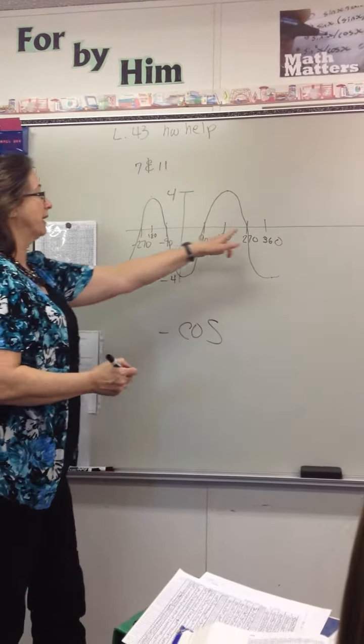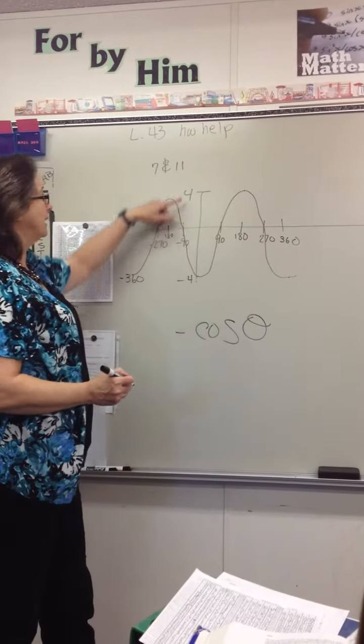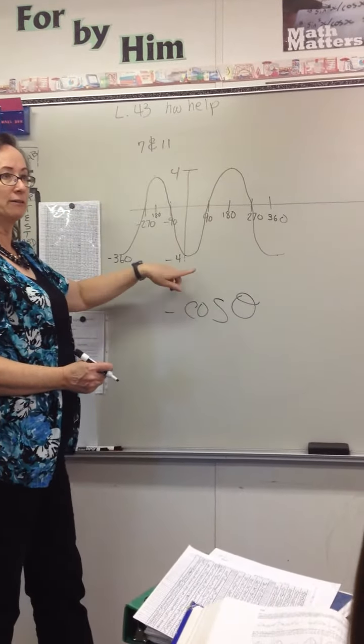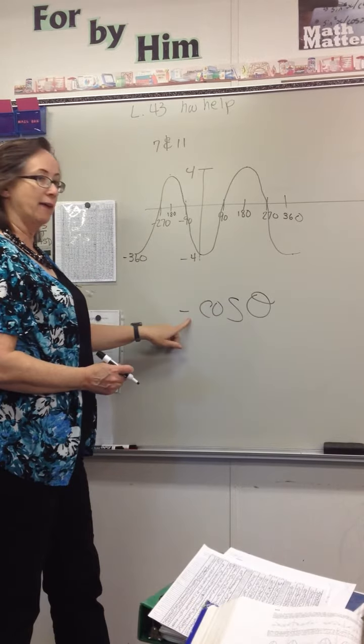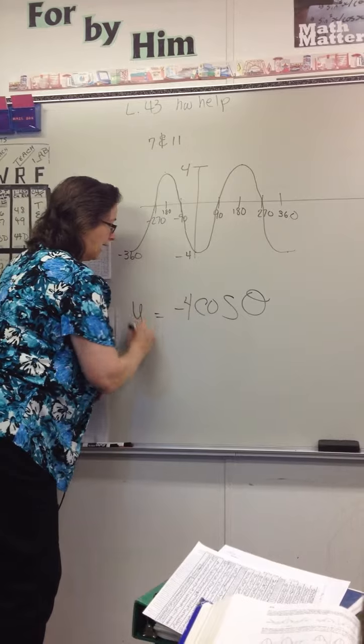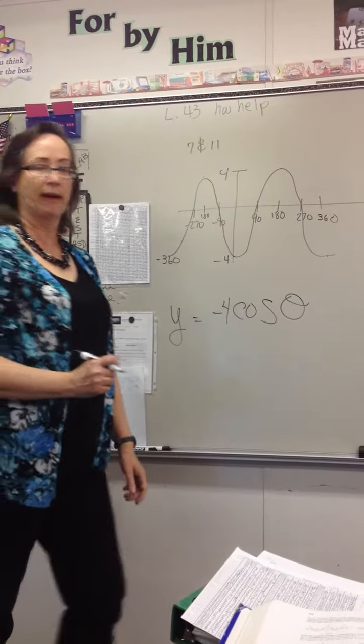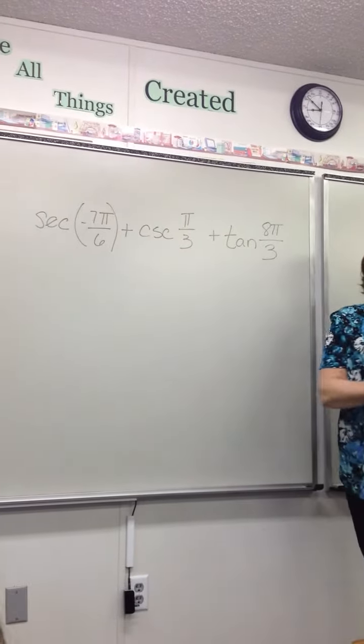Since this is in degrees, we're going to have a theta out here, right? And since it's going up to 4 and down to negative 4, we're going to have a what there? 4. A negative 4. So y is negative 4 cosine theta. And that's all there is to it. Now when we go over here to this one, we have to do a little bit of work.